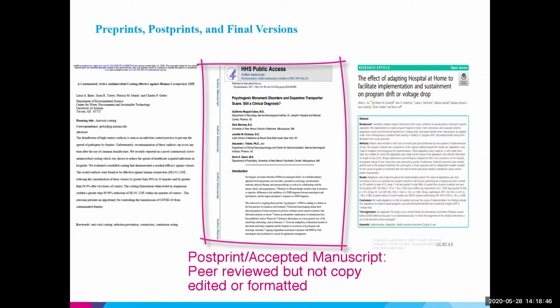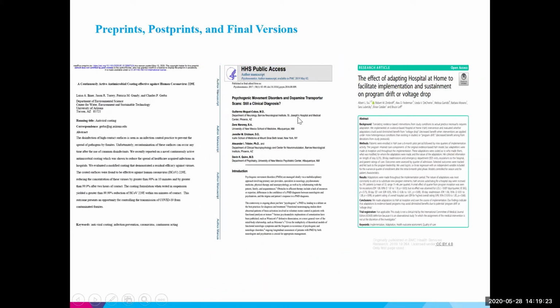It has not been copy edited. It has not been formatted. So the publisher hasn't put all the bells and whistles on it quite yet. And this particular example is a little bit misleading because it comes from PubMed Central, and PubMed Central likes to put its own formatting on postprints. But this is not because it's a final version. It's because this is what PubMed Central does. But as you can see, they have really clearly stated that it is an author manuscript and not the final version.